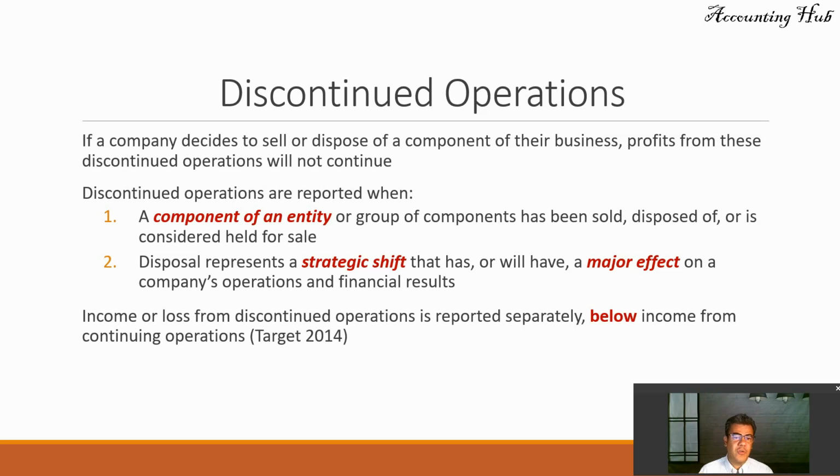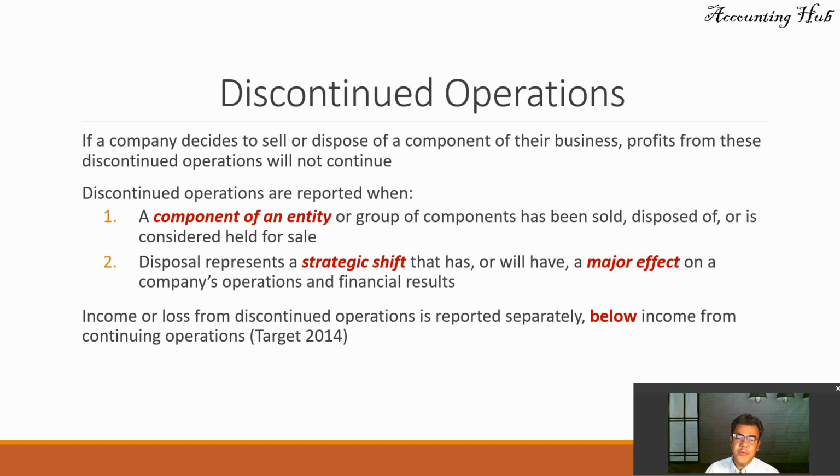Profits from this discontinued operation will not continue, so we cannot have this one in the future. So we need to report it in a different way. And when are they reported? When a component of an entity or group of components has been sold, disposed of, or is considered held for sale. So I don't need to have it sold yet, but held for sale.